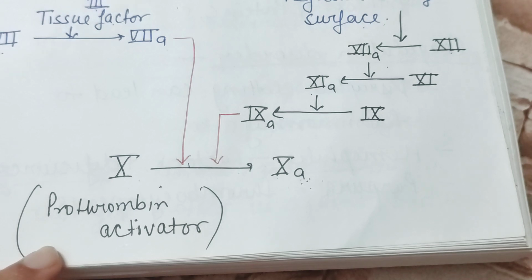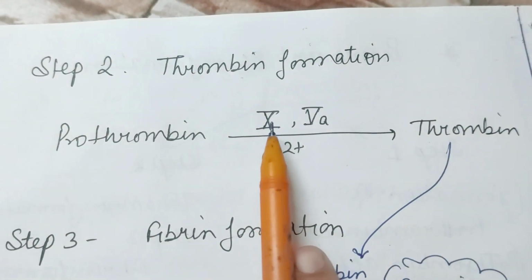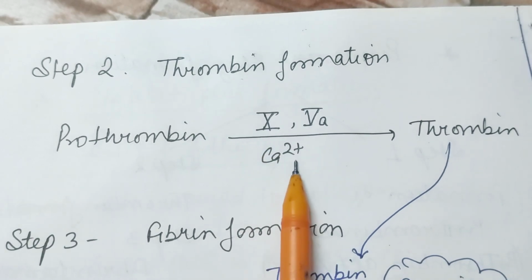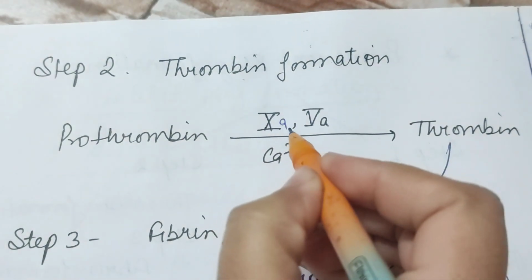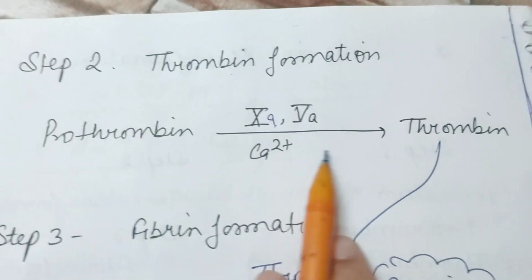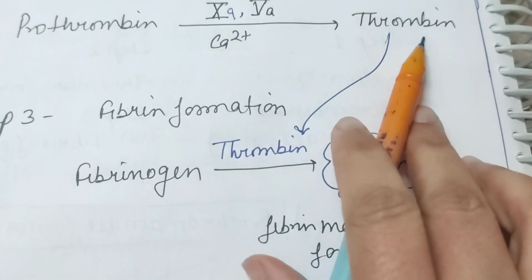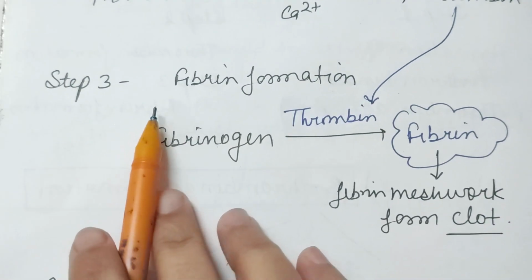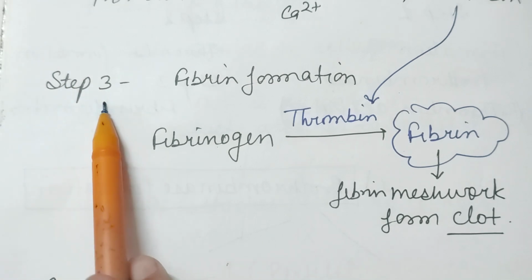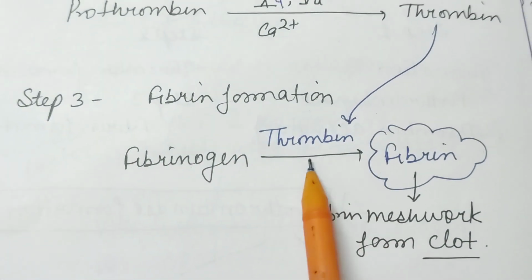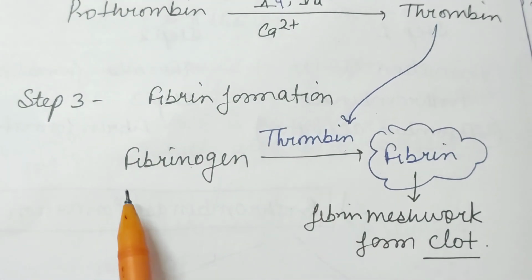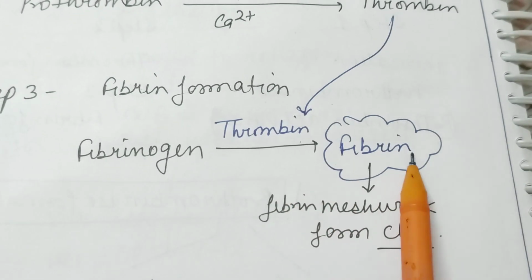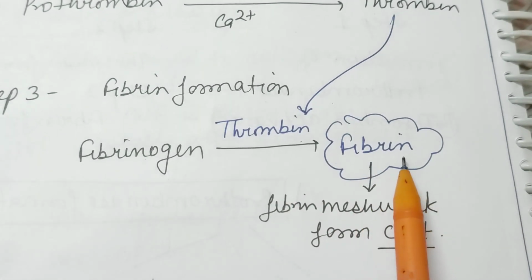Let's move to step 2, which is thrombin formation. So in presence of factor 10 and calcium, activated factor 10 we are talking about, prothrombin becomes thrombin. Okay, which basically leads to the start of step 3, which is fibrin formation. Now thrombin, why do we need thrombin? For conversion of fibrinogen to fibrin. Now ultimately fibrin is ready.